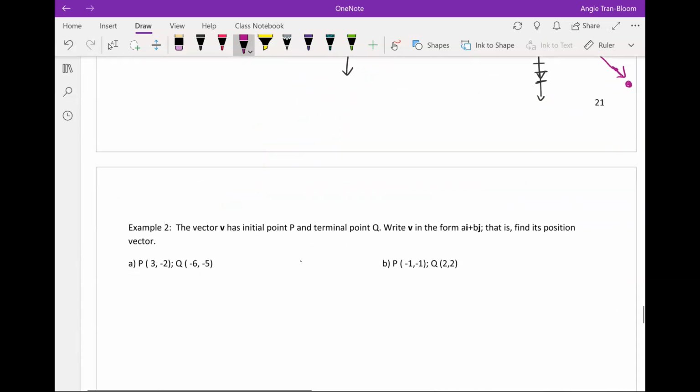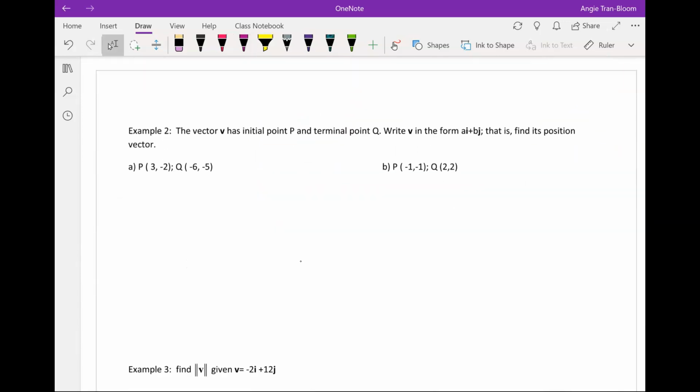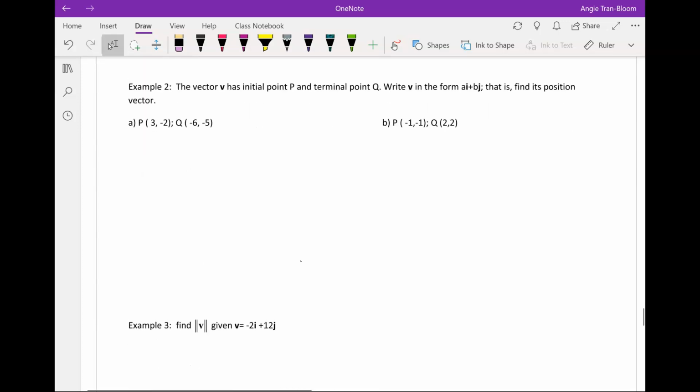Example 2. Can you, Grace, help me read the instruction for example 2? The vector v has initial point p and terminal point q. Write v in the form of ai plus bj. That is, find its position vector. Perfect. It wants you to write v in this format, and that's the same thing as finding the position vector.